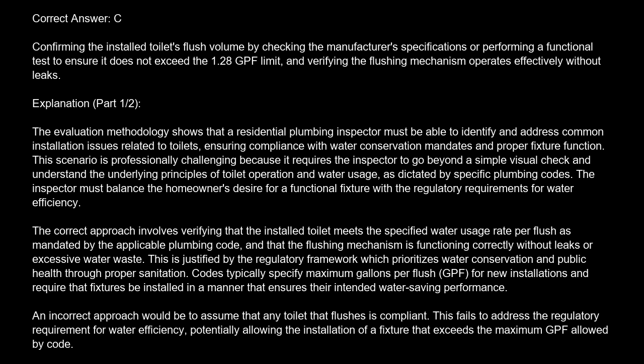The correct approach involves verifying that the installed toilet meets the specified water usage rate per flush, as mandated by the applicable plumbing code, and that the flushing mechanism is functioning correctly without leaks or excessive water waste. This is justified by the regulatory framework, which prioritizes water conservation and public health through proper sanitation. Codes typically specify maximum gallons per flush, GPF, for new installations and require that fixtures be installed in a manner that ensures their intended water-saving performance.